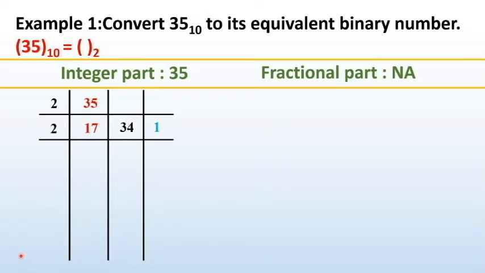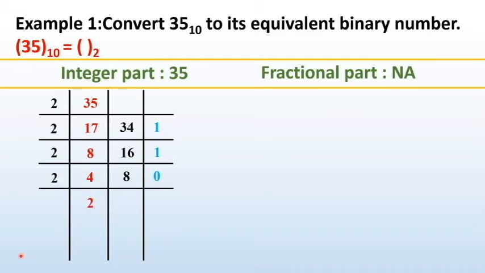So 2 8s are 16. So the new remainder is 17 minus 16, which is 1, and our new quotient is 8. So we will divide again by 2. 2 4s are 8. So 8 minus 8, the remainder is 0. Our new quotient is 4.